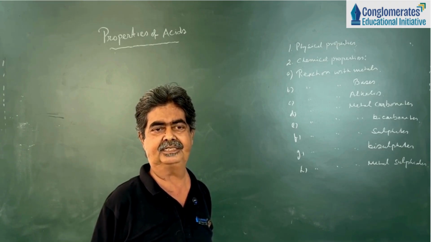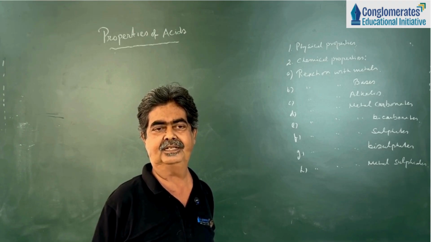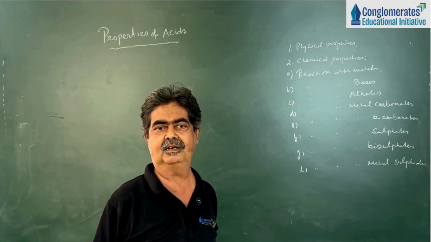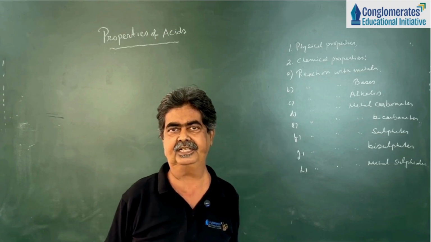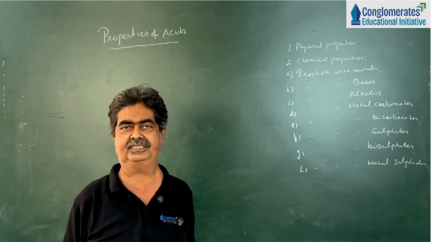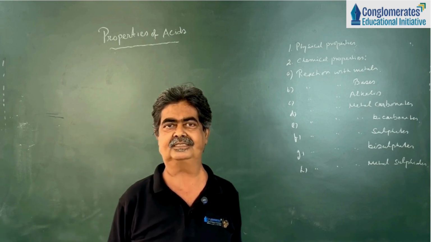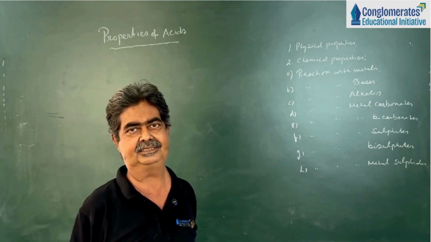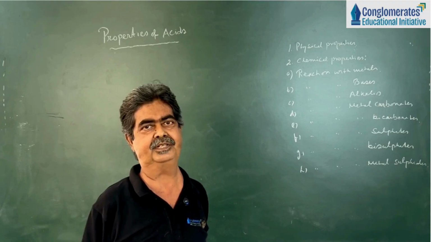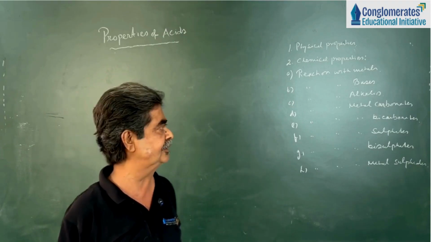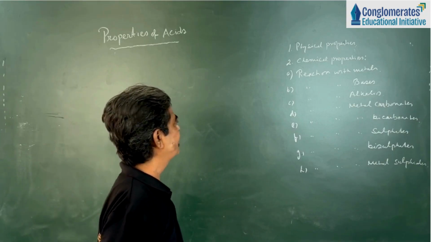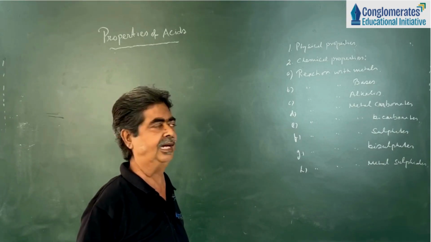But concentrated, they have different properties. Like concentrated HCl acts as a reducing agent. Concentrated H2SO4 acts as an oxidizing agent. Concentrated nitric acid acts as an oxidizing agent. But in all cases, the dilute acids are acids. But concentrated, they have a different type of properties. So let me start with the properties of acids.